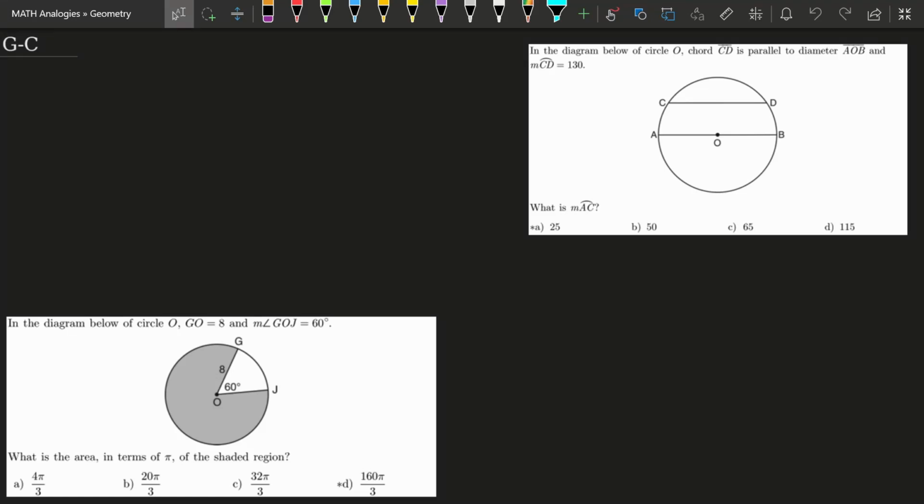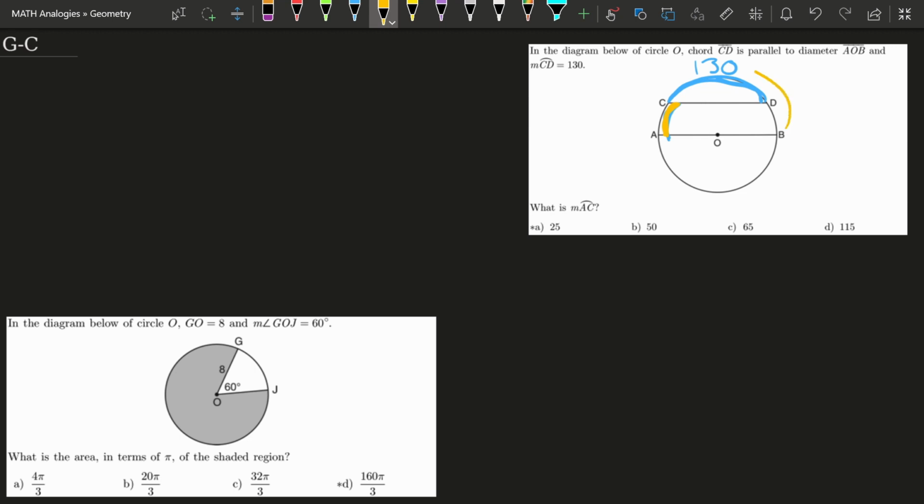Next, for some circle problems. So in this diagram, we have circle O, and CD is parallel to the diameter, where the measure of this arc is 130. C to D is 130. Well, what would the measure of A to C be?